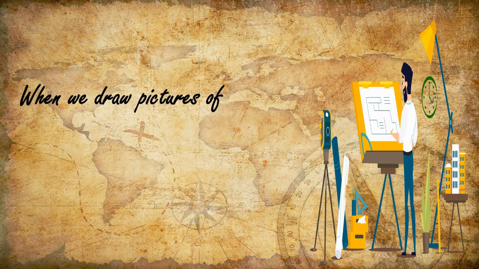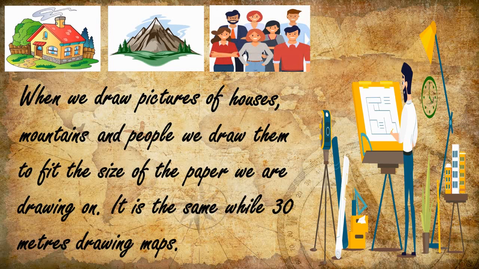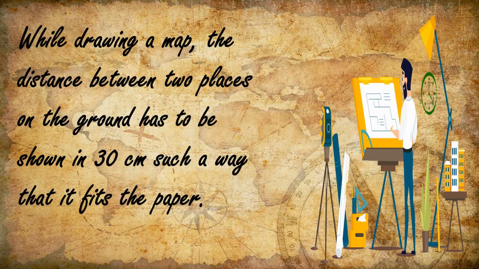When we draw pictures of houses, mountains, and people, we draw them to fit the size of the paper we are drawing on. It is the same while drawing maps. Students, we always draw to fit in a paper. The same way we draw it in the map. While drawing a map, the distance between two places on the ground has to be shown in such a way that it fits the paper. Students, while drawing on a map, the gap should be 30 centimeter so that it fits the paper.